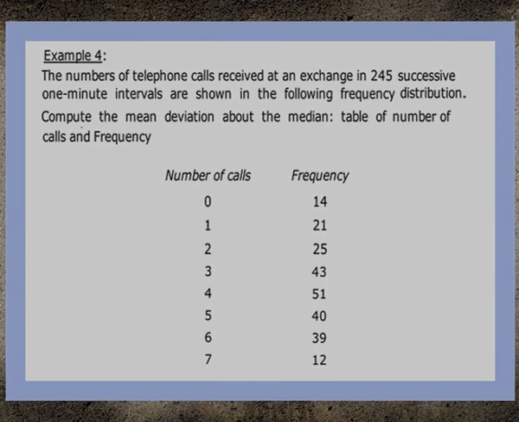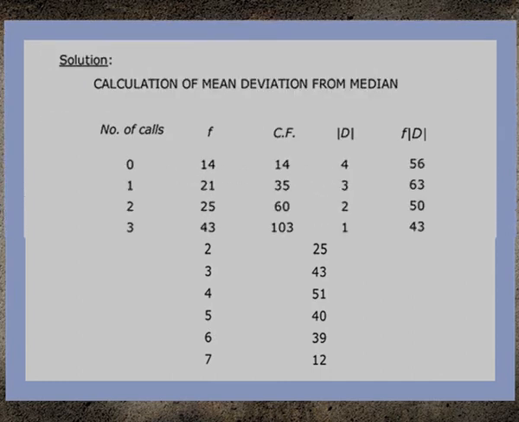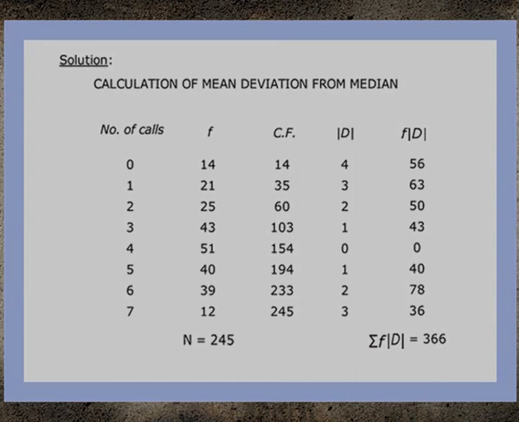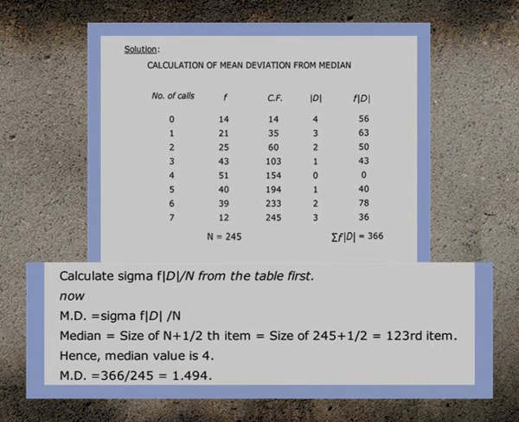So the table of the number of calls and frequency is given here. Let's see the solution. In the solution, we are doing the calculation of mean deviation from median. For that, we are making a table with columns headed as number of calls, frequency, cumulative frequency, absolute D, and F times absolute D. So calculate sigma F times absolute D divided by N from the table first. Now we have MD is equal to sigma F times absolute D divided by N.